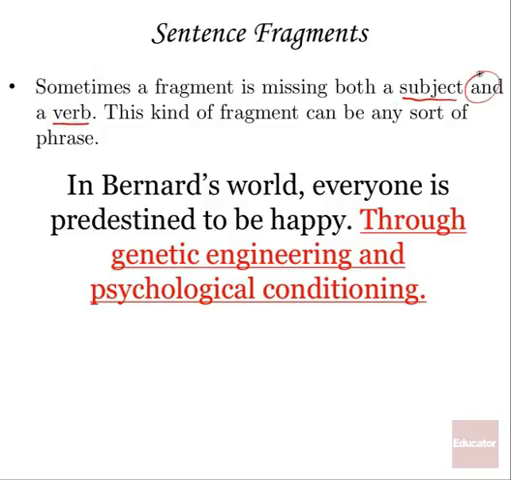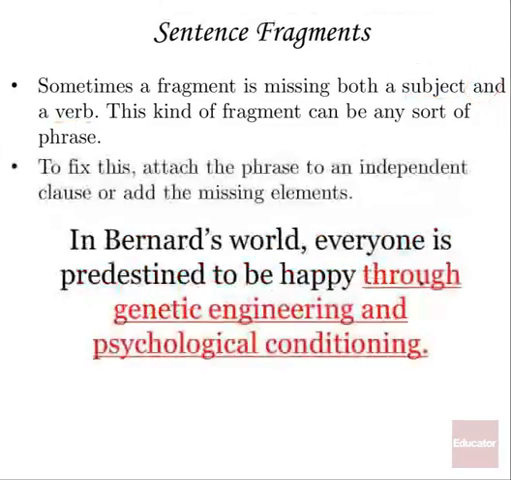All right, sometimes a fragment is missing both a subject and a verb. It's missing both. Man, some days you just can't win. This kind of fragment can be any sort of phrase, any kind of piece that broke off the sentence. "In Bernard's world, everyone is predestined to be happy. Through genetic engineering and psychological conditioning." Well, here's our problem. "Through genetic engineering and psychological conditioning." It doesn't have a subject or a verb. It is, in fact, one long prepositional phrase. "Through" is a preposition. "Genetic engineering and psychological conditioning" is the object of the preposition.